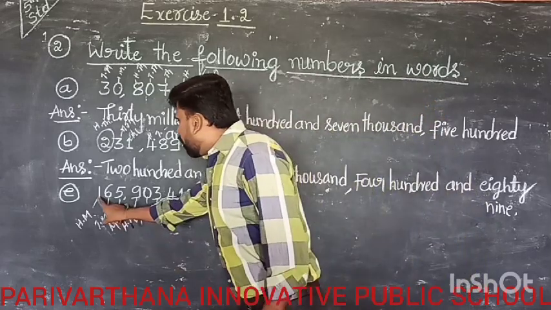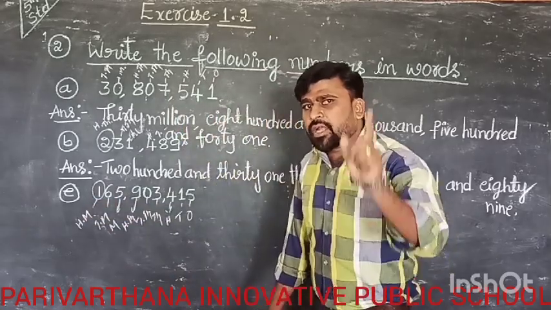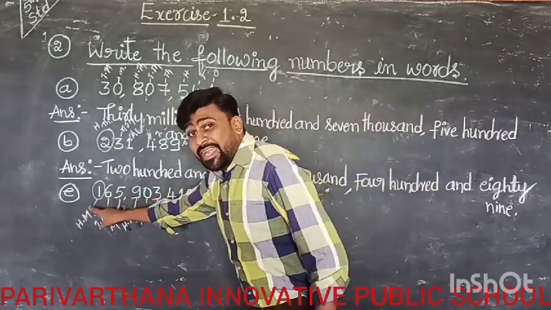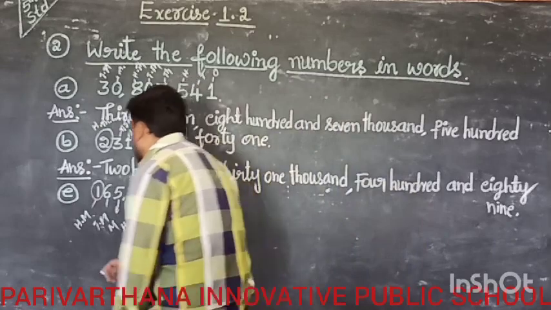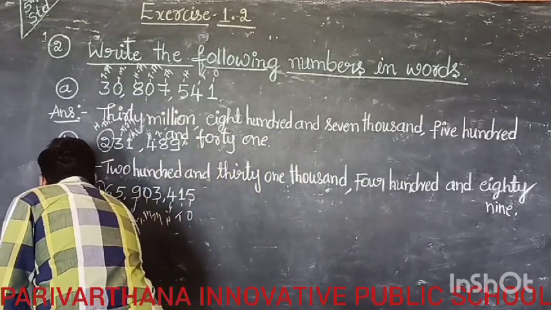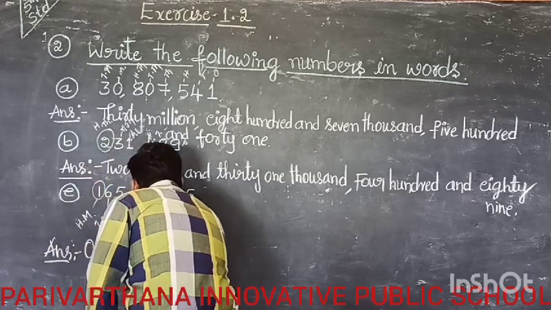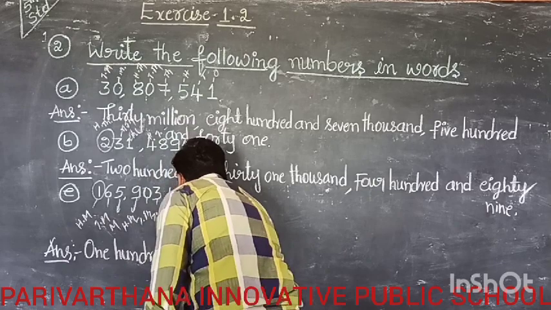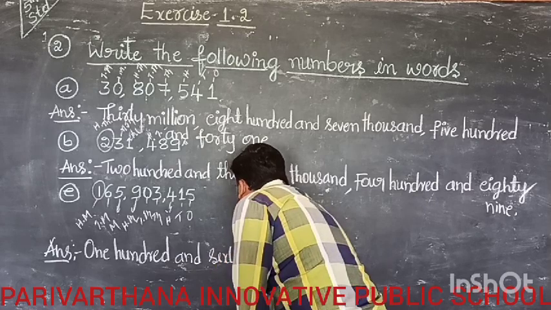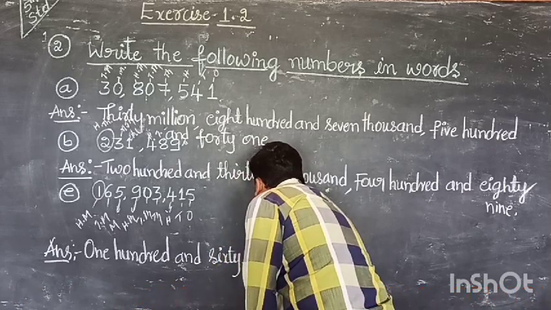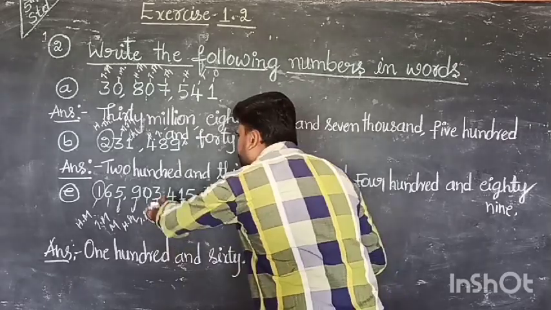Clear? Here 165. The 1 is in the 100 place, and the 100 place we have to read separately. 165 million. The answer for the second one is 165 million. First group is finished.